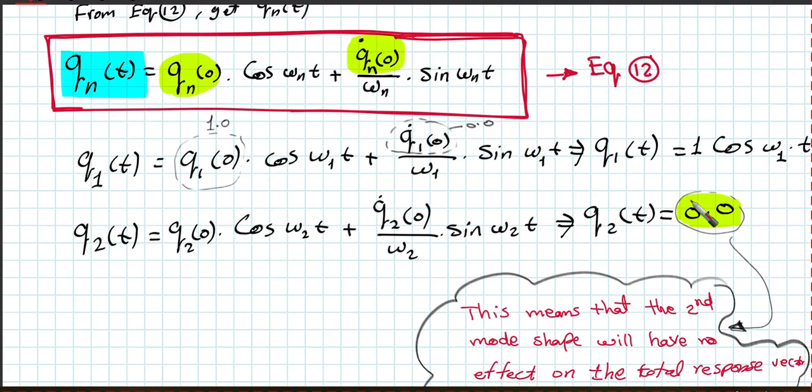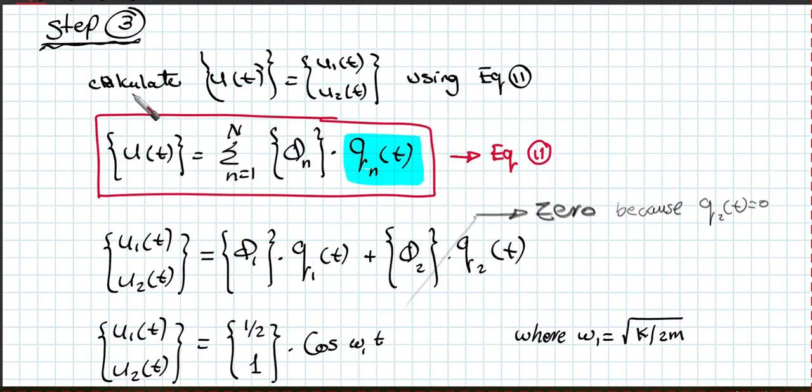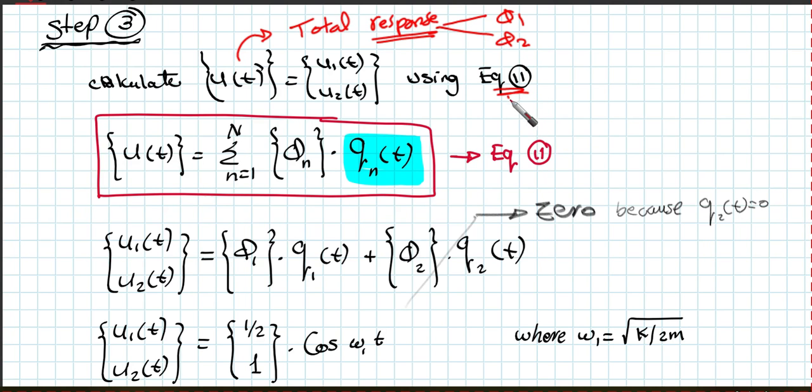So here, step number 3, we have now obtained everything. We obtained Q1, and we know that it equals cosine omega 1t, and we know Q2 of t equals 0. Then the next step is to calculate the total response, which is going to be composed of 2 different modes, phi 1 and phi 2, right? So we're going to use equation 11.